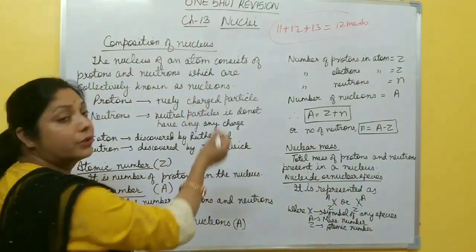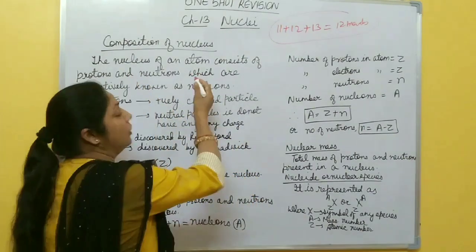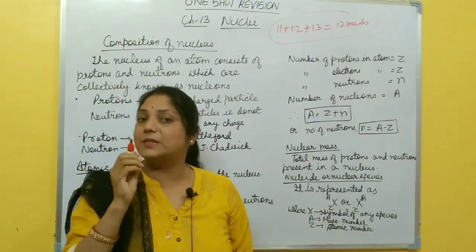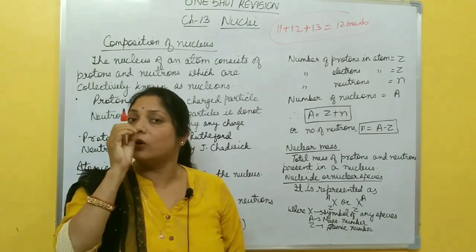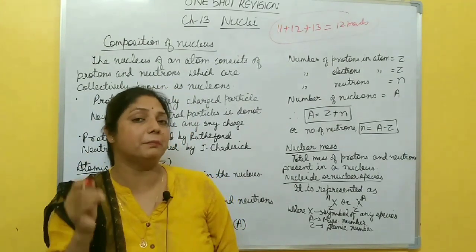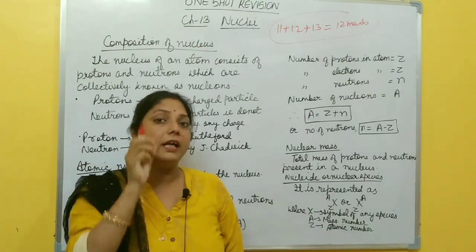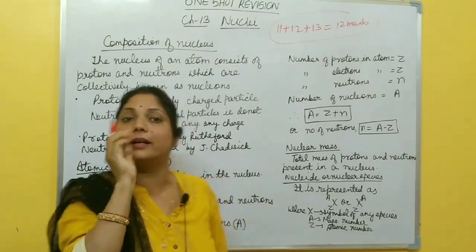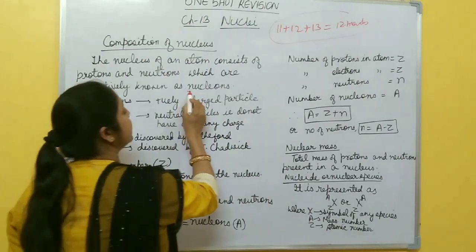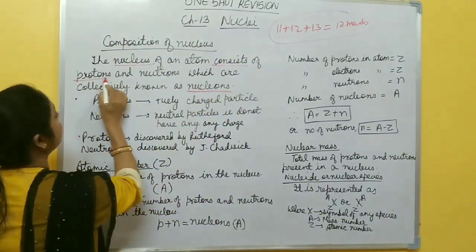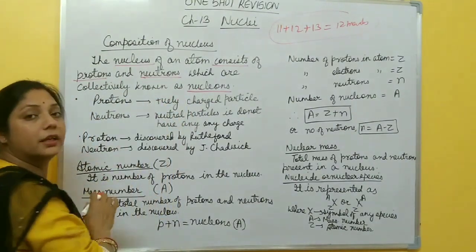So what is the nucleus made up of? After the study of radioactivity, it was observed that a nucleus also consists of subatomic particles, that is protons and neutrons, right? And these protons and neutrons are collectively known as nucleons. It means the nucleus of an atom consists of protons and neutrons, which are known as nucleons.